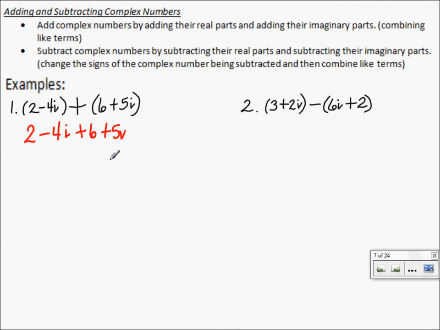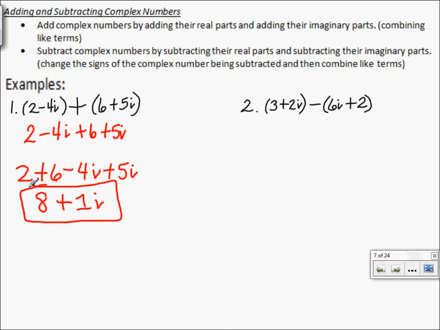The next thing you might want to consider doing is put the real numbers together and put the imaginary numbers together. So we have 2, then we have plus 6, then we'll have our -4i plus 5i. So doing this, 2 plus 6 is 8, then -4i plus 5i just yields plus 1i. And that is the solution.